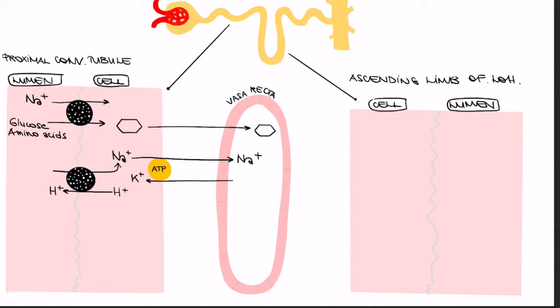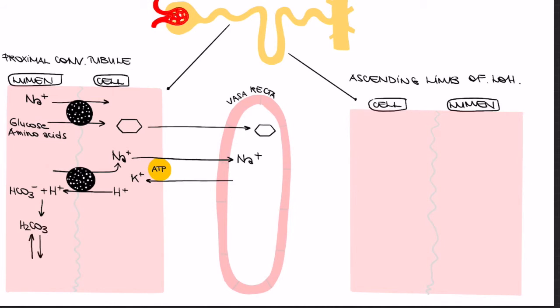The proximal convoluted tubule is important in regulating acid-base balance. This is the area where hydrogen can be secreted. It's also the place where bicarbonate can be reabsorbed. Here it is necessary to mention that a chemical reaction takes place. Hydrogen ions inside the lumen of the nephron react with bicarbonate ions to create carbonic acid.